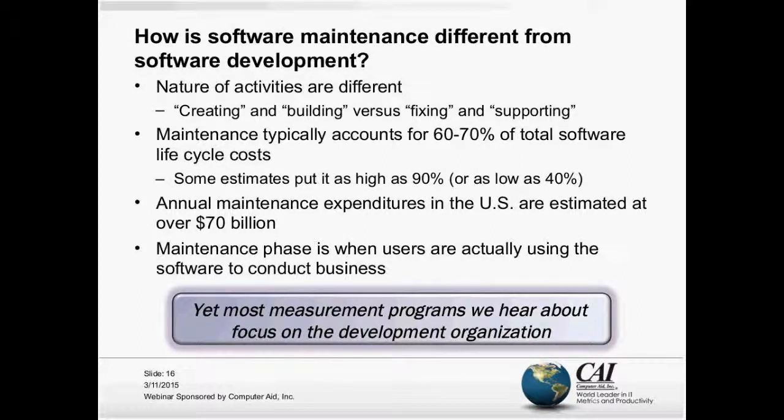Some estimates are as high as 90% or as low as 40%. Obviously, it depends on the quality of the software, the amount of churn you have, or additional requirements that happen after the fact. So there's no set number here that anyone can point to and say this is absolutely it. It varies from system to system, but I think we can all agree that it is a significant investment. And some data points put annual maintenance expenditures in this country at over $70 billion in software maintenance and enhancements. So that's a significant investment.